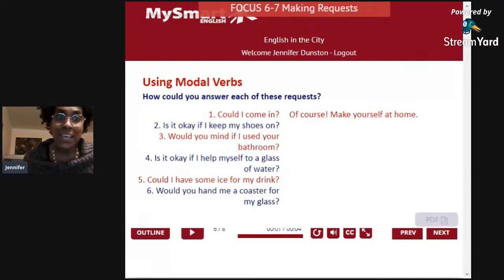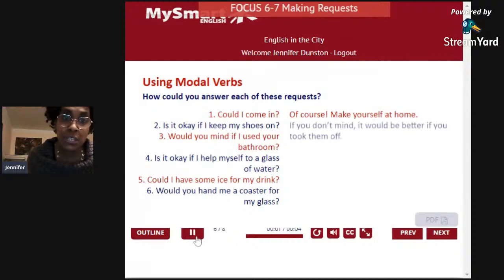Pietro, very good. Is it okay if I keep my shoes on? No, it's not okay. But how do you say no? If you don't mind, it would be better if you took them off. Very good, Pietro. So you can say, no, it's better if your shoes stay outside. You can come in, but your shoes outside the door.